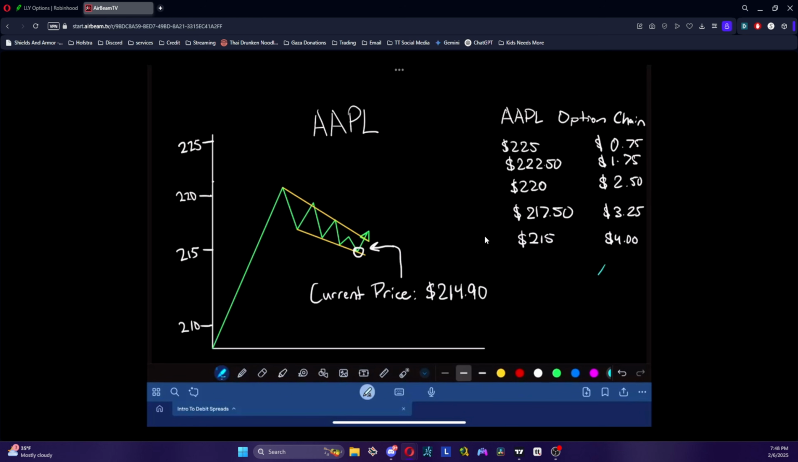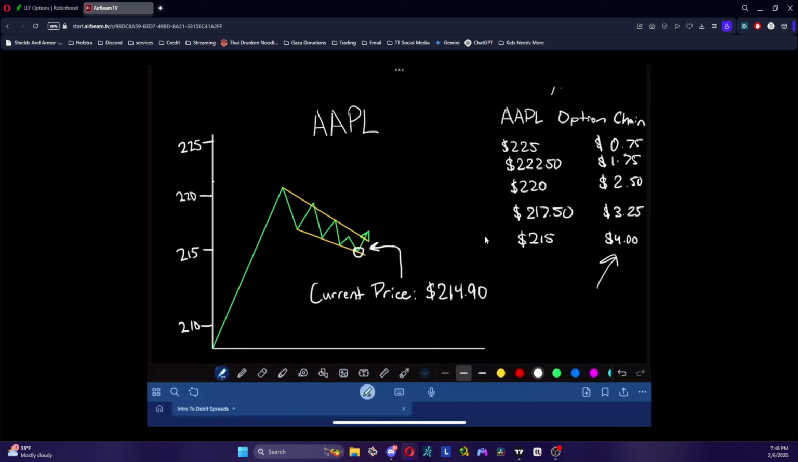So let's say we wanted to buy. Why the hell did it turn? Okay, let's say we want to buy the $215 strike. And let's say, okay, all right, I think, let's say this option chain is, let's even go passive.